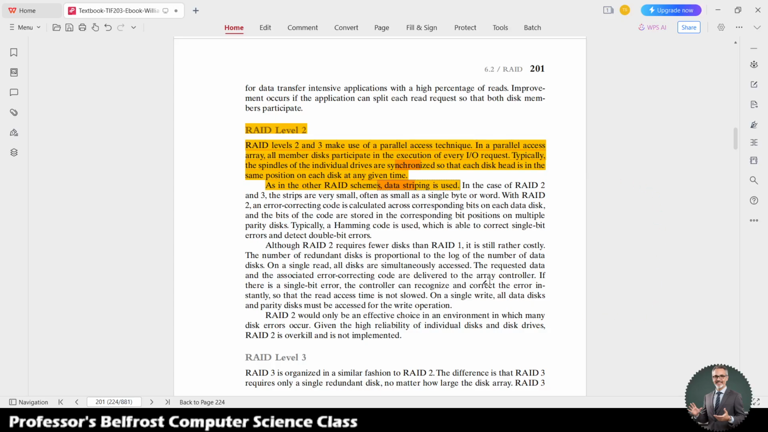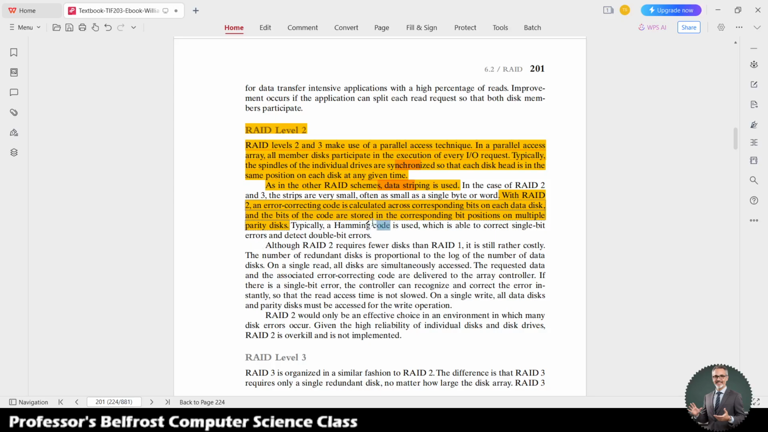This also makes use of data striping. In the case of RAID 2 and 3, the strips are very small, often as small as a single byte or word. With RAID 2, an error-correcting code is calculated across corresponding bits on each data disk, and the bits of the code are stored in the corresponding bit positions on multiple parity disks. This mostly makes use of a Hamming code.